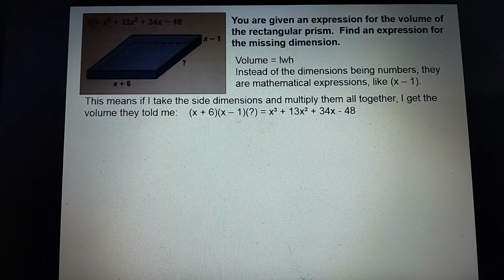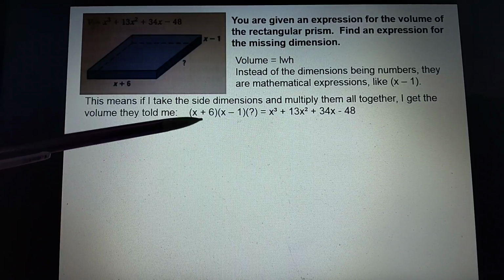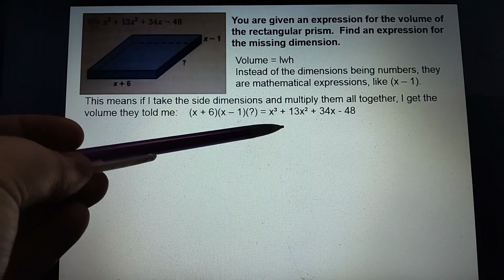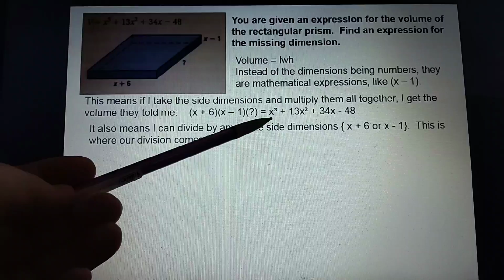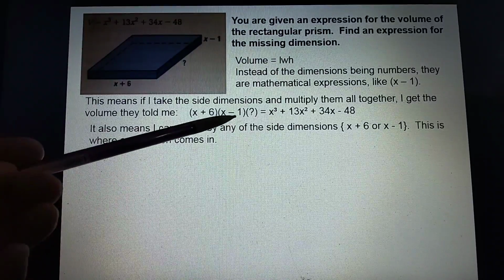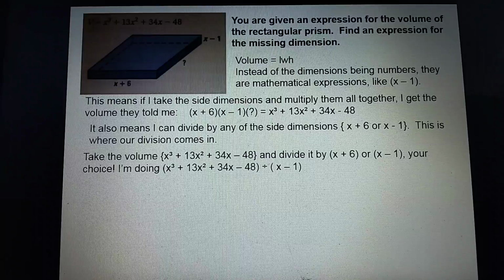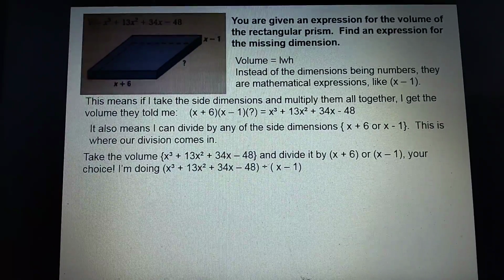Now what that means is that this expression can be divided by either one of these because these are factors of this. All right, so that's how we're going to start our problem. We're going to take this volume and divide it by one of these. You get to pick which one you want to divide by. I am going to take the volume and divide it by the x minus 1.